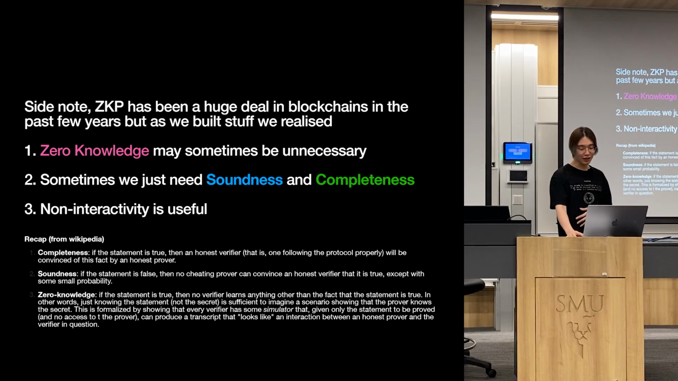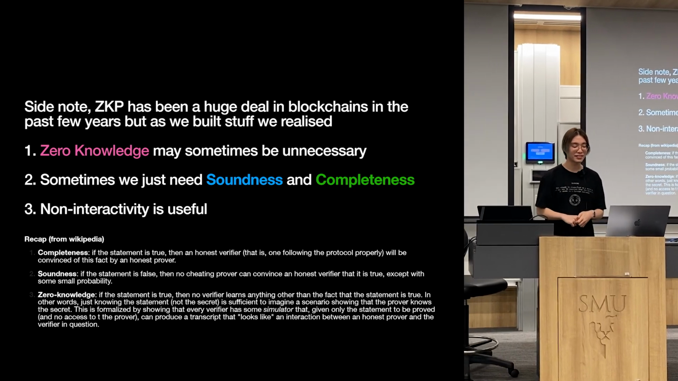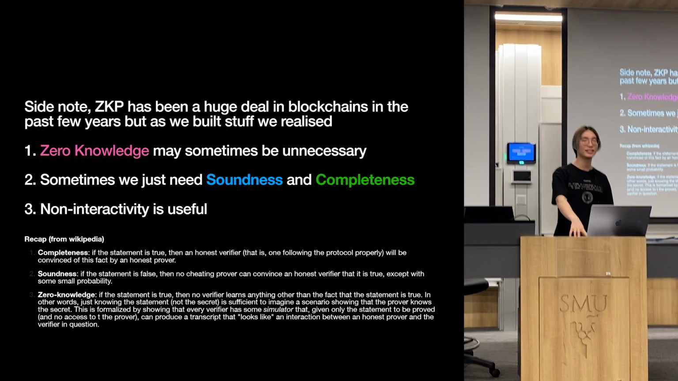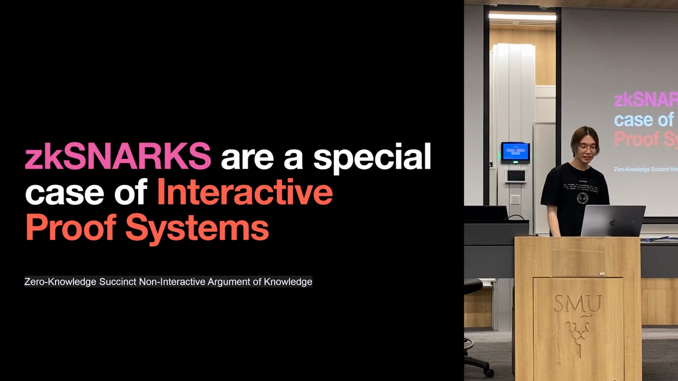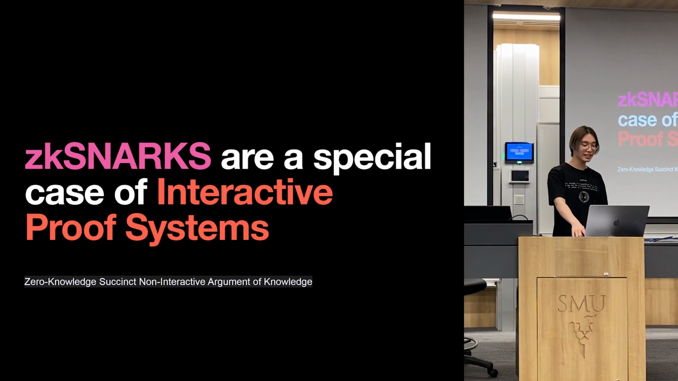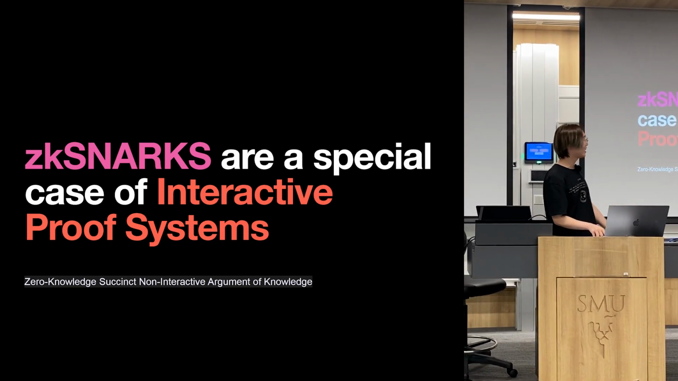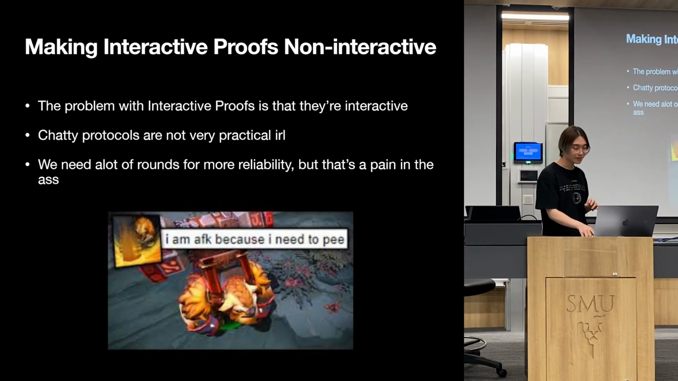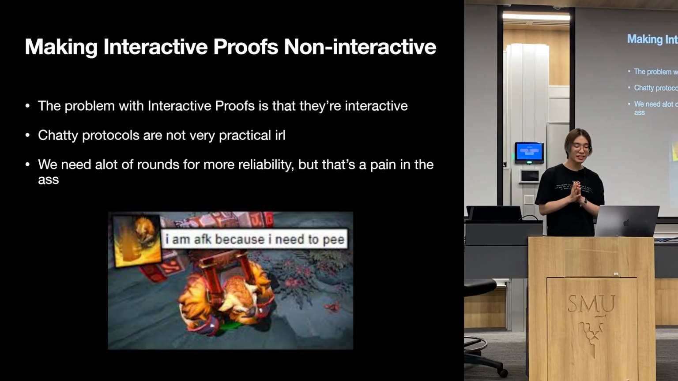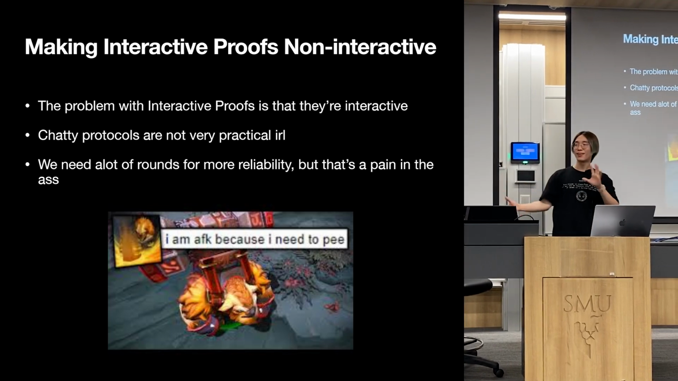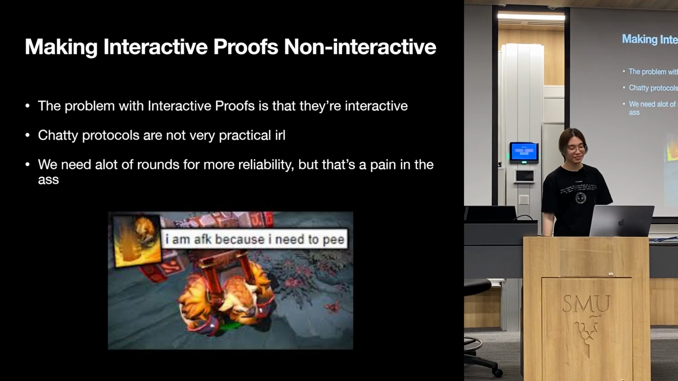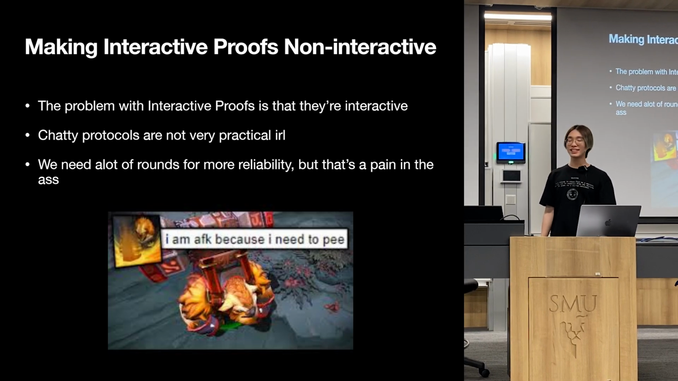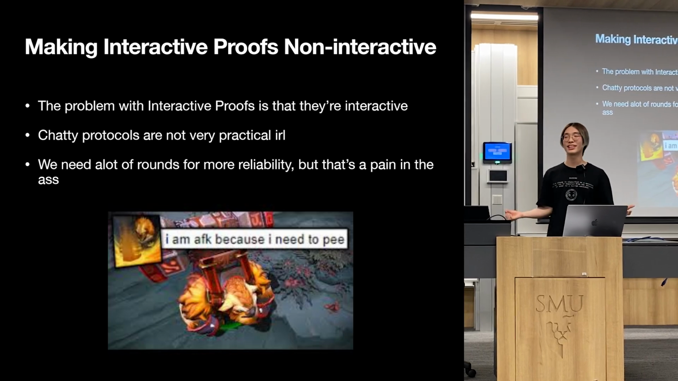And so we also found out that the concept of non-interactivity is really useful. And so I'll talk about how this non-interactivity is even possible at all. ZK-SNARKs are indeed a special case of the IP complexity class, or interactive proof systems. So the issue with the many challenge and response games that we were playing just now was that interactive proofs are very interactive, and that's actually not a good thing if you're trying to do anything online.